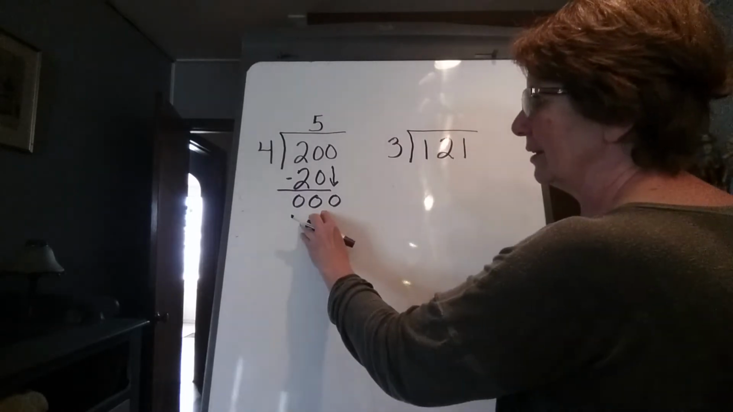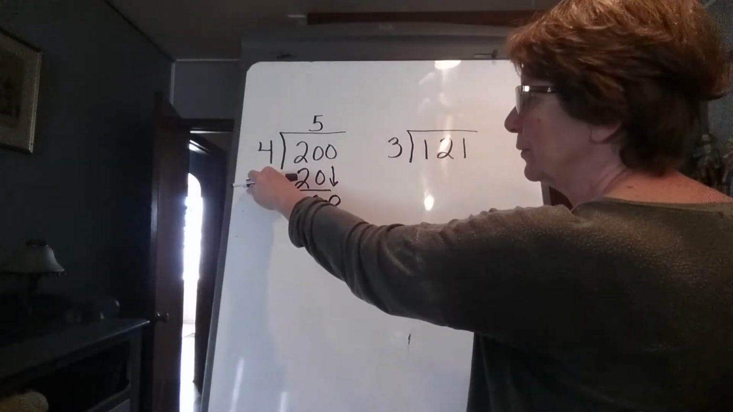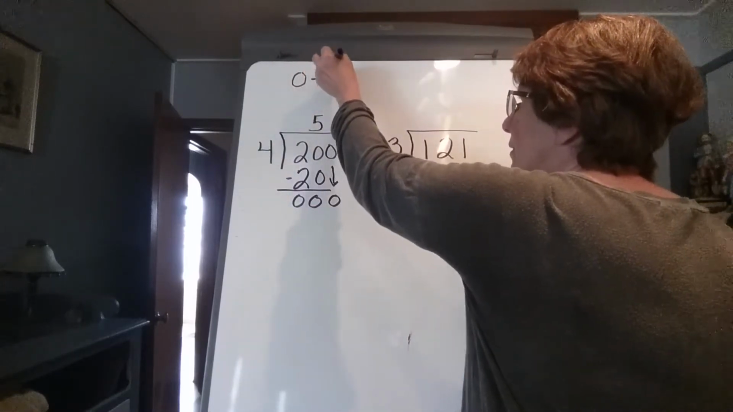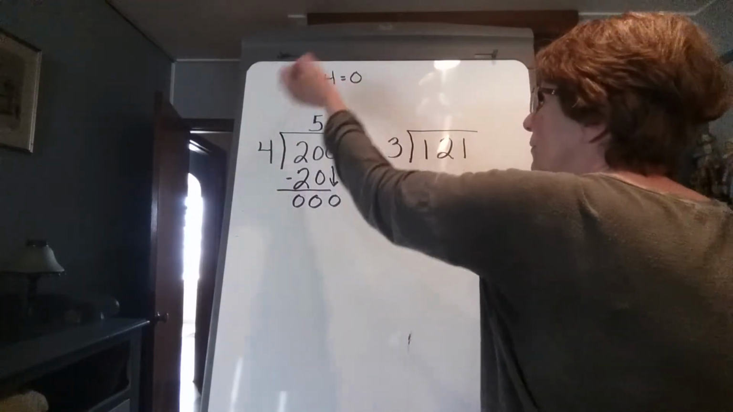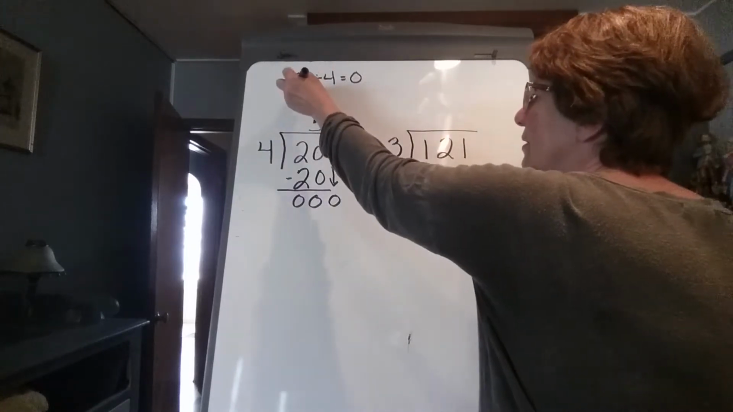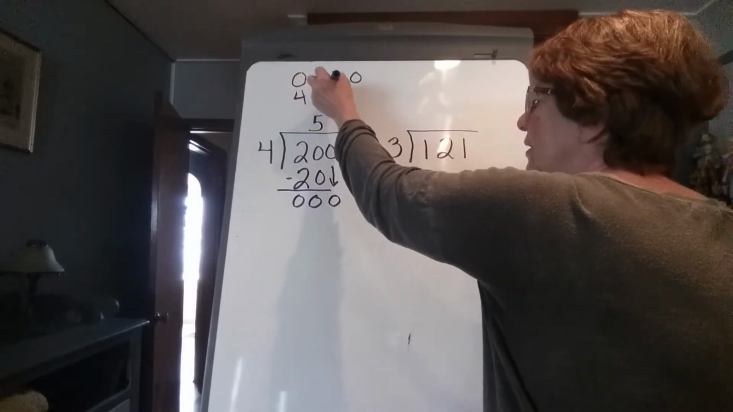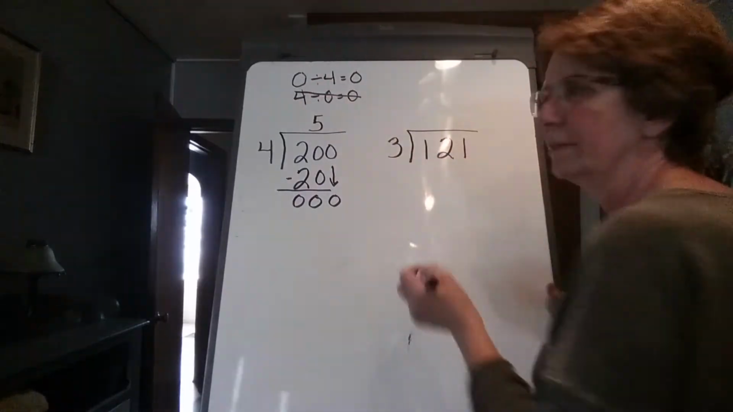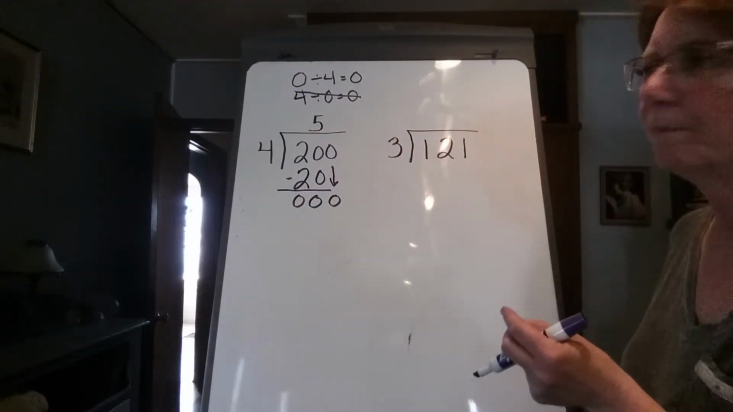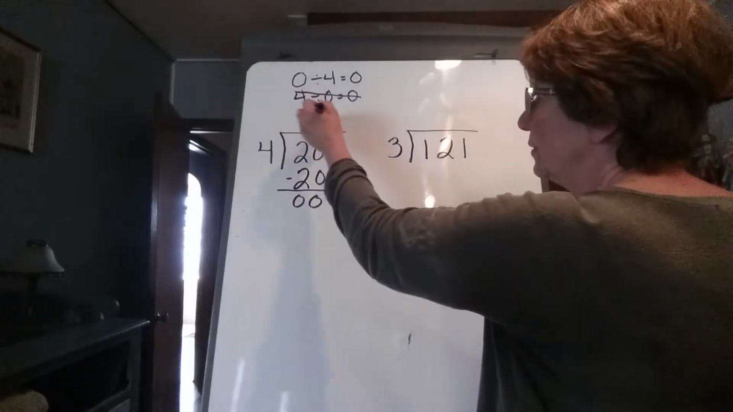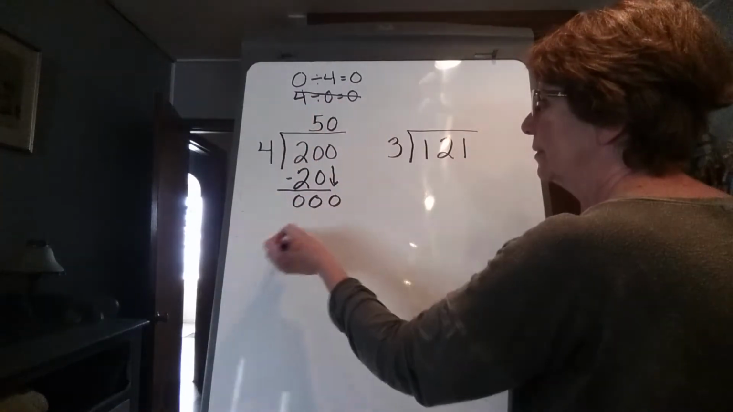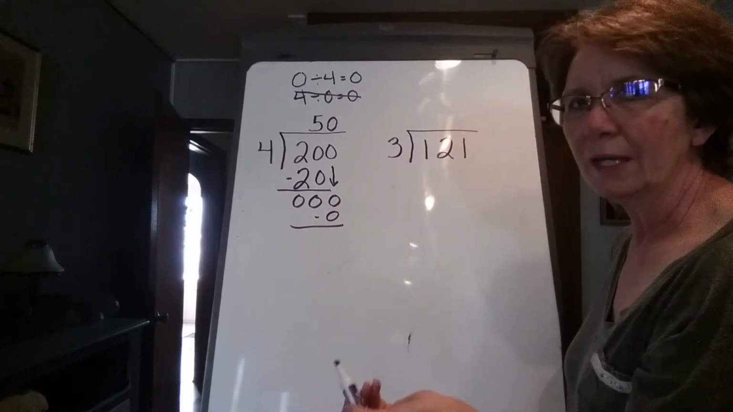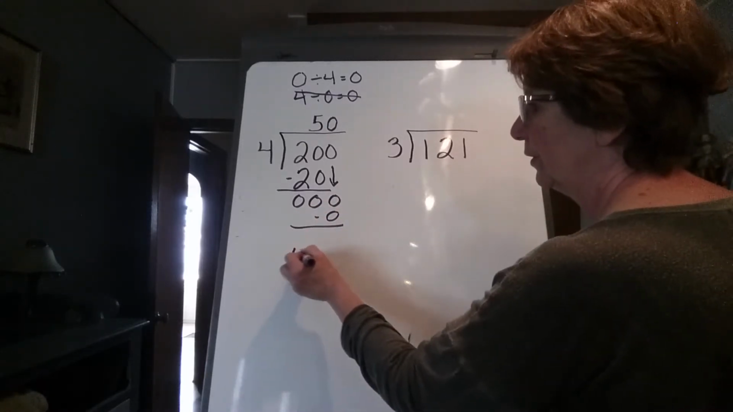You do know that you can have 0 divided by 4. That is okay to do. It still ends up with 0. However, you cannot do 4 divided by 0. You don't do that. So 0 goes into 4, 0 times, and 0 times 4 is 0, and you're done.